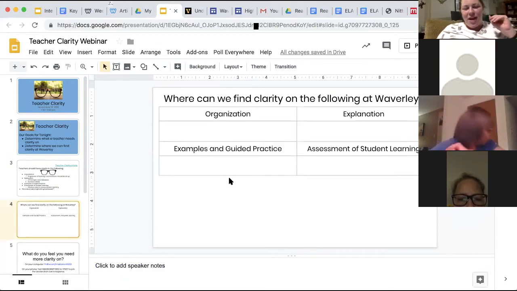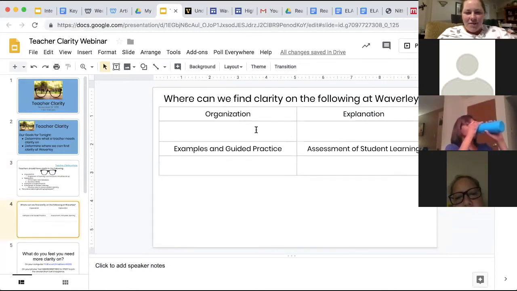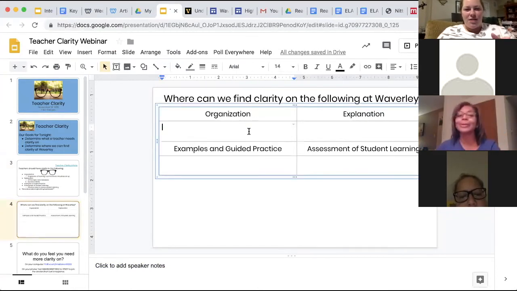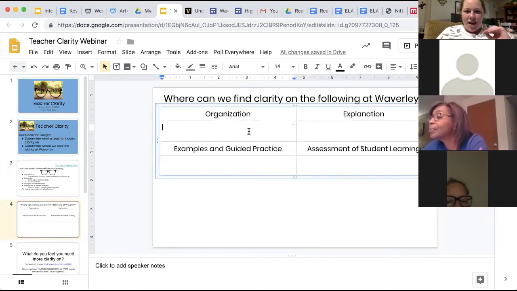So, I just wanted to kind of brainstorm all together, like, where can we find clarity on these different things at Waverly? So, if you guys go onto that slide, you should be able to edit. I think I gave you guys edit access.